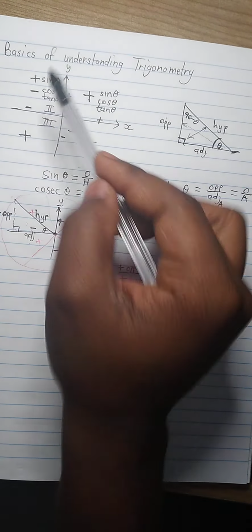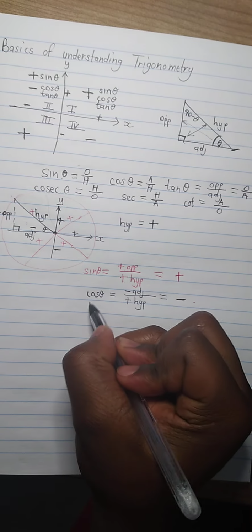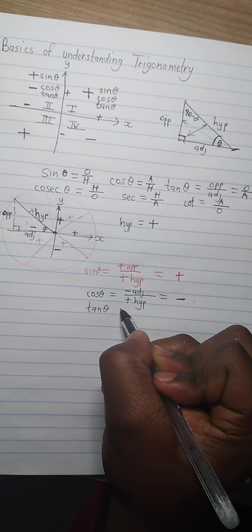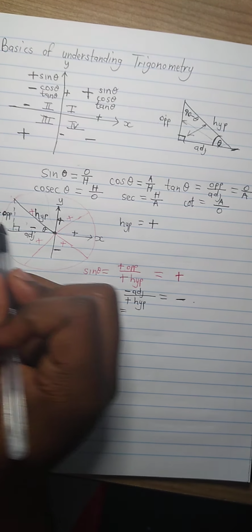And tangent is also negative in that quadrant. If you check, tan theta is equal to opposite over adjacent. The opposite is a positive divided by a negative, which is a negative, right? Like I explained to you. Okay, now let's move on to the third quadrant.